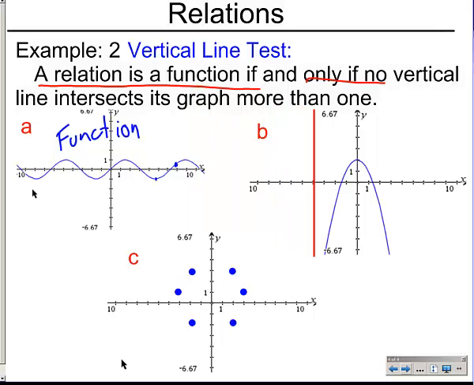If I go over to B, now remember there's supposed to be arrowheads here, so let me go ahead and put some on there. Those go infinitely outwards, but they're not going to get vertical. As I run this across, you'll see it only touches the graph once at any given time. So this would also be a function.